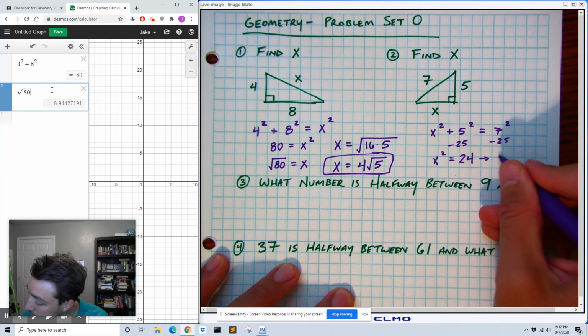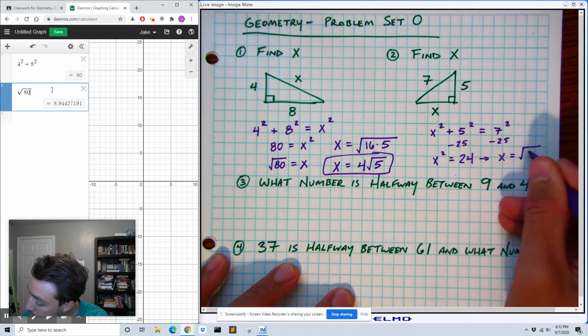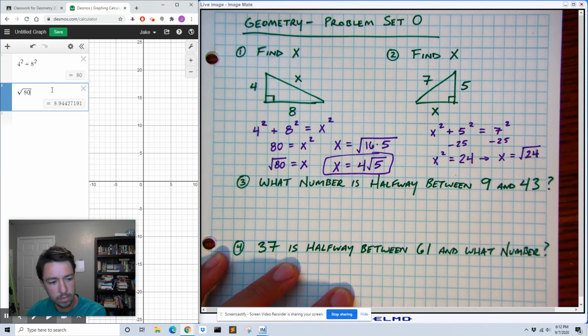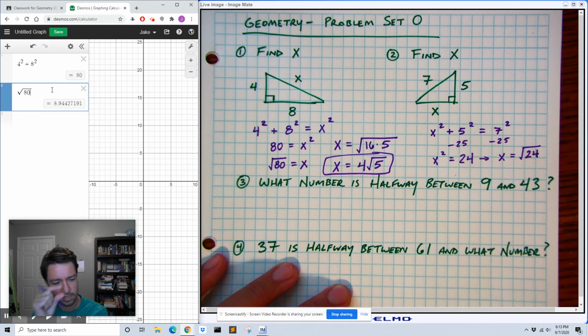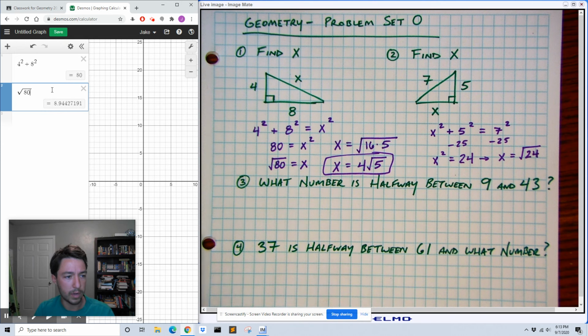And so x is the square root of 24, which, if you think about it, the square root of 25 is 5, so the square root of 24 has got to be just a little bit less than 5. We can confirm with the computer what's the square root of 24. As you can see, a little bit less than 5.